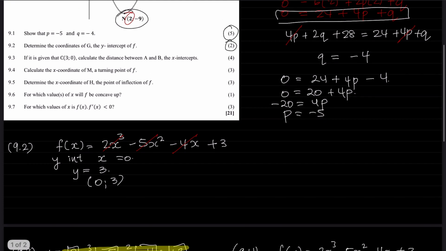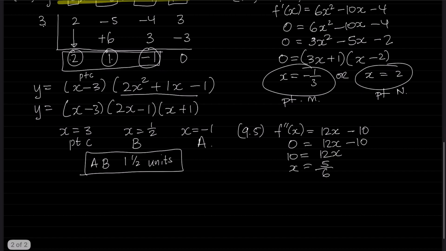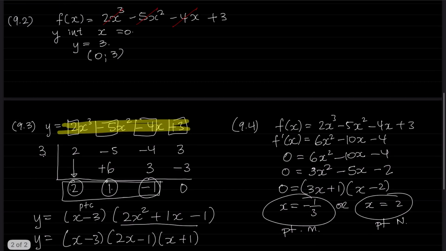So that's what they wanted. They wanted the x coordinate. Now another way you could do this is you take the turning points, you add them and you divide it by 2. That's another option. You get the same answer.